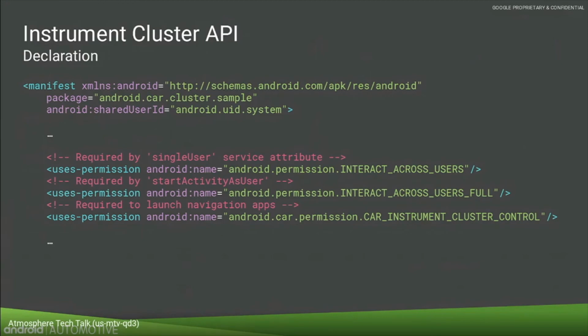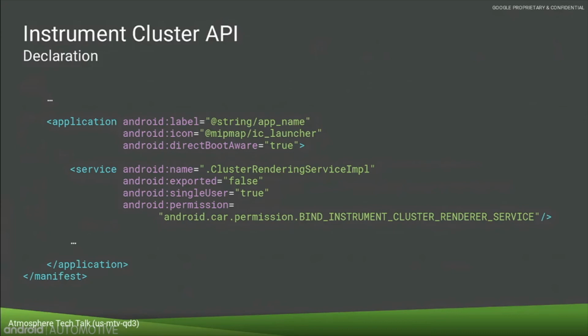The manifest of that service has to have a few permissions. The service is going to run as a singleton, and user 0 needs to be able to interact with other users in order to launch the UI on the current user that is logged in. And it has to have this car instrument cluster control permission in order to launch its own experience, its own UI, on the display using the superclass. The service itself has to have this bind instrument cluster renderer service permission. This is a system permission. The goal is to prevent third-party apps from stealing access to the cluster. So only your own service is going to be able to be bound from car service.